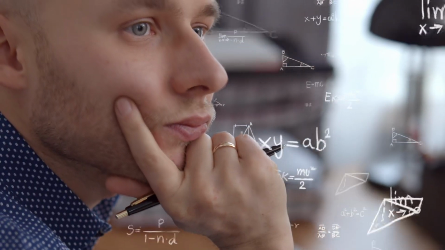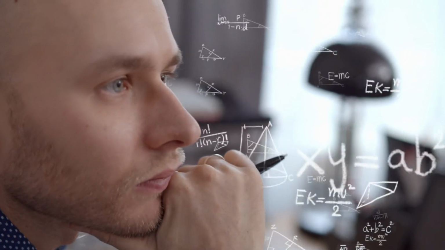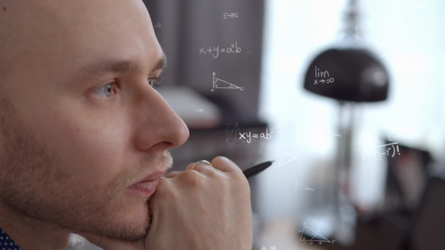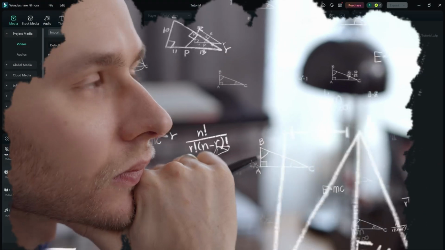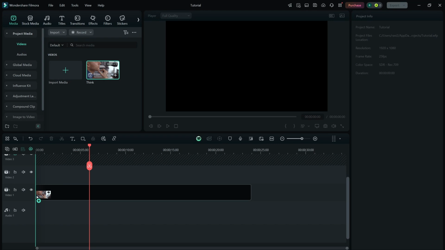Today, I'll show you how to create that classic thinking or brainstorming effect where numbers and equations float around like in a genius moment. Let's jump in. First, import your video into the timeline and position your clip.